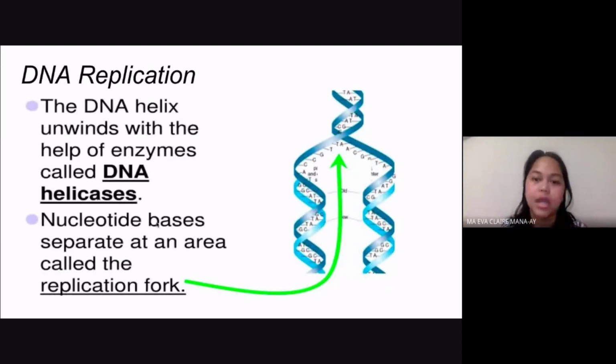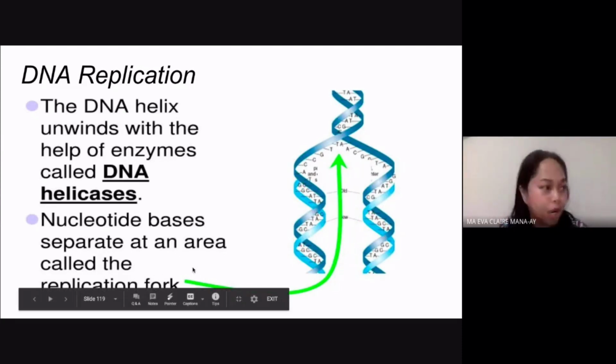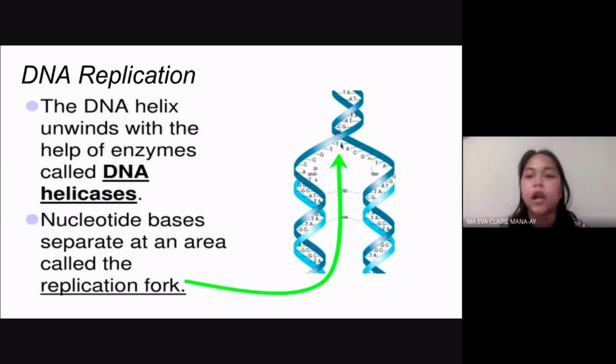Now your nitrogen bases are going to be separated, and you call this part the replication fork. That is where your DNA replication is going to start. Any questions, people? So again, that is the first part of DNA replication: DNA helicase unwinds the double helix structure of your DNA, and your N bases are exposed in the replication fork.